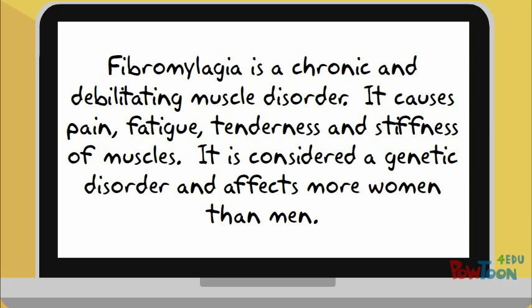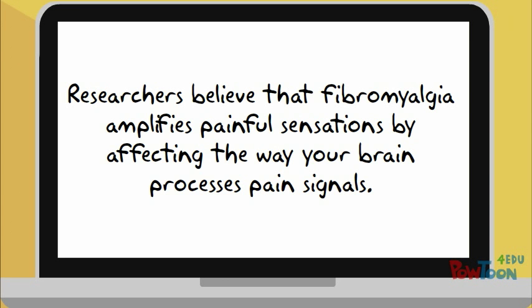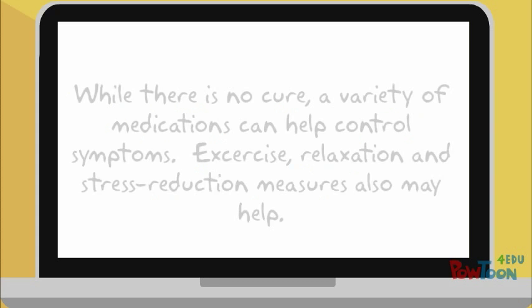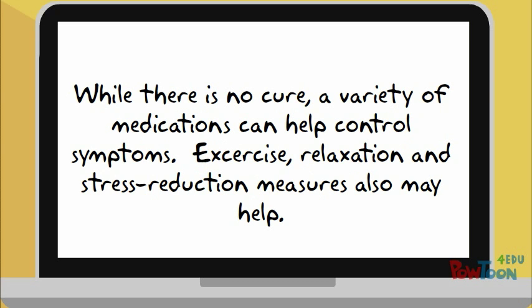Fibromyalgia is a chronic and debilitating muscle disorder. It causes pain, fatigue, tenderness, and stiffness of muscles. It is considered a genetic disorder and affects more women than men. Researchers believe that fibromyalgia amplifies painful sensations by affecting the way your brain processes pain signals. While there is no cure, a variety of medications can help control symptoms. Exercise, relaxation, and stress reduction measures also may help.